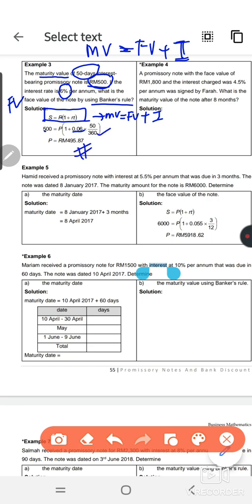So this is your P. Yang ni pengiraan ni awak dah belajar masa chapter 3. Okay, so try to solve example 4. Cuba buat yang ni. Okay, example 5.